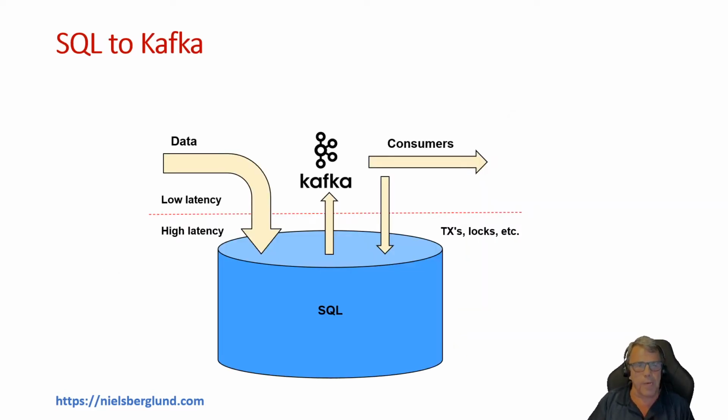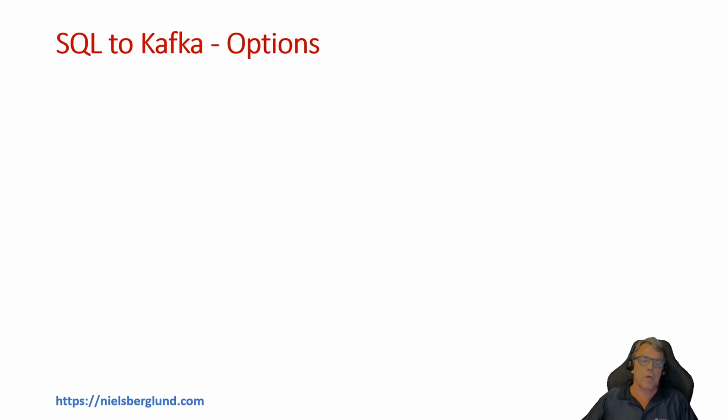So let's come back to here. SQL to Kafka. So now we know that we really want to send data from SQL into Kafka. So the data comes in here and then we want to go up like that, right? So what options do we have then? Right, let's have a think about that.